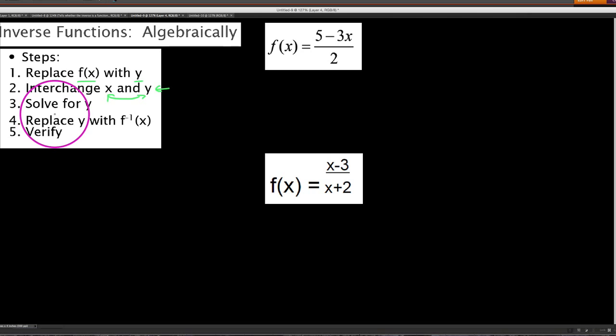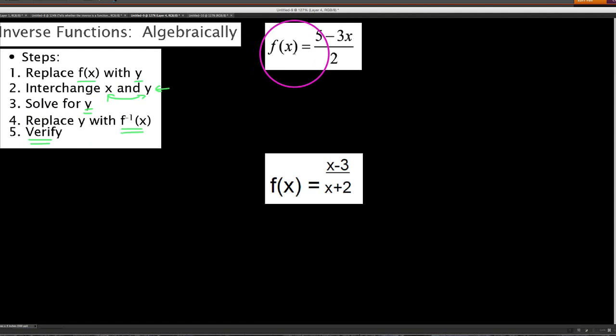Everything after this is just common practice. We like to write y as a function of x, so we're going to isolate y, and then replace y with f inverse of x to denote that this is actually the inverse function. We're going to verify this, and we can verify it both graphically as well as algebraically, which we'll do both here.